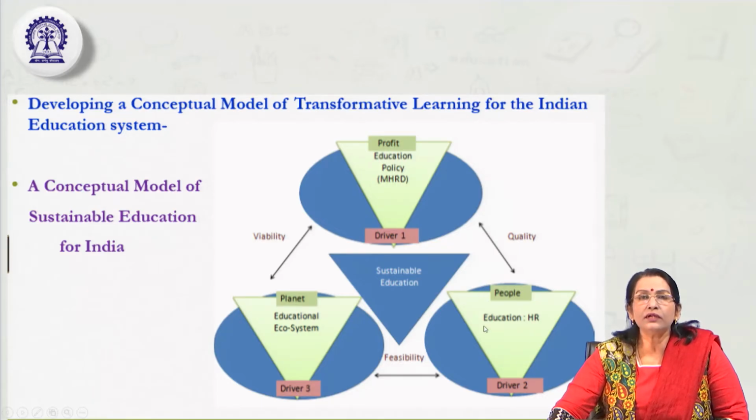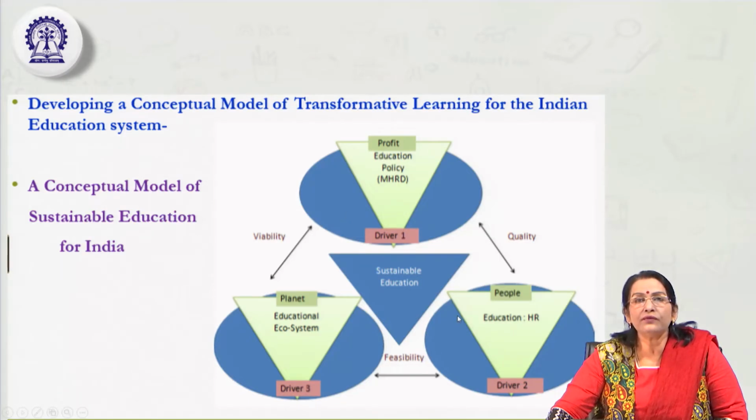Then the second driver is the people, driver 2, the social aspect. It is the human resource in the education system, the stakeholders, direct and indirect, major and minor, which comes under driver 2. Third is the ecosystem, the environment, another driver. Here the educational ecosystem is driver 3, the planet of our education system, the environment. So these three drivers are there.